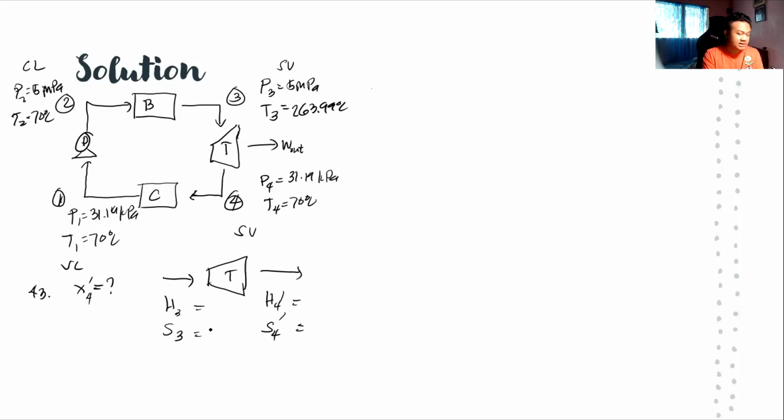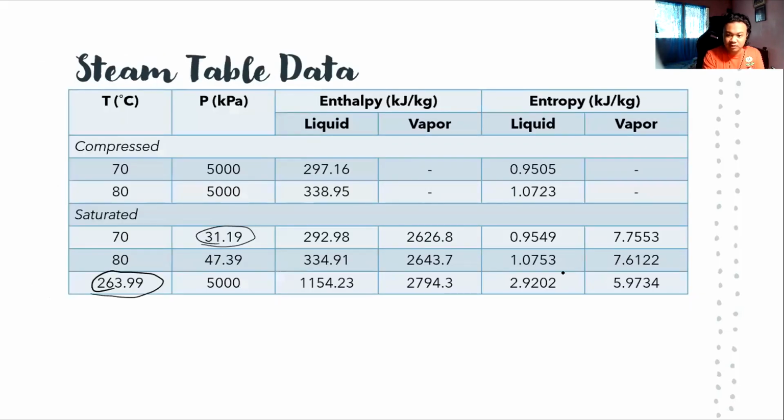So let's get it from the steam table. From the steam table, you can see it here. S3 is equal to actually here, di ba? This is S3 because this is before the turbine, di ba? And then S3 is equal to S4 prime. Okay, and then we have our H also. We have to get our H. Let's get them all here. We have our H here, so this is our H3. But we don't have our H4 yet.